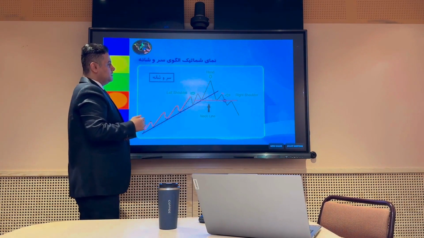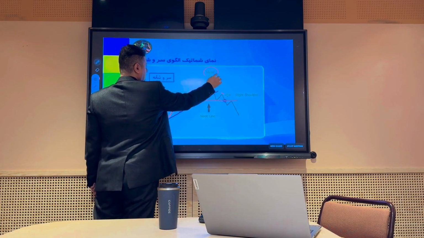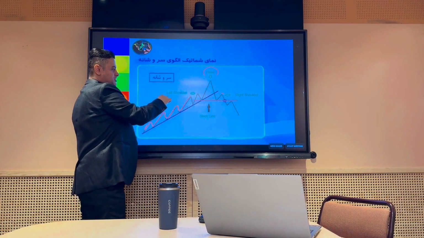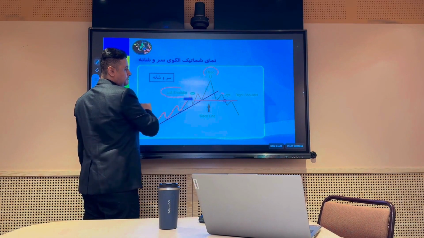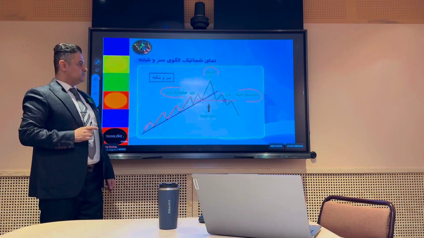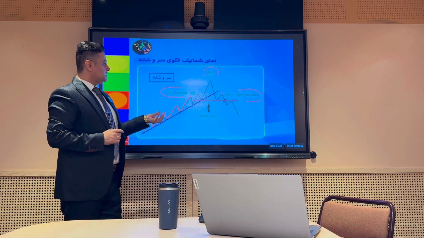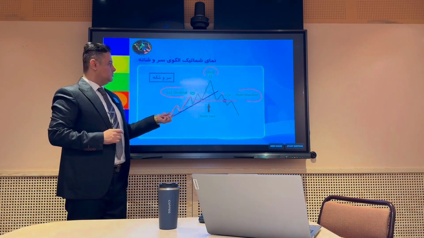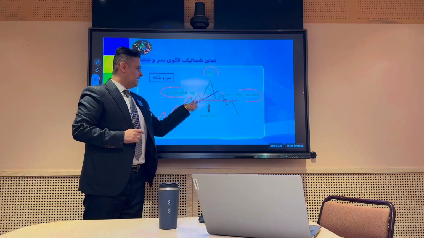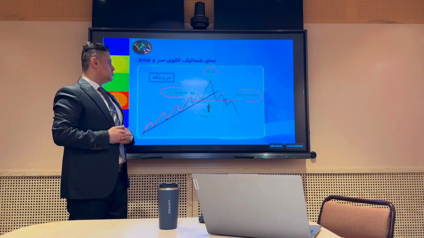The peak you see here is what we call the head. The left peak is the left shoulder and the right peak is the right shoulder. This is where the head and shoulders pattern, meaning two shoulders of equal size and a head, is formed. Our head and shoulders pattern has been formed.